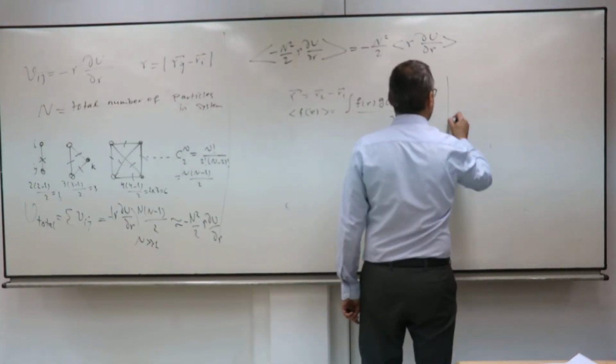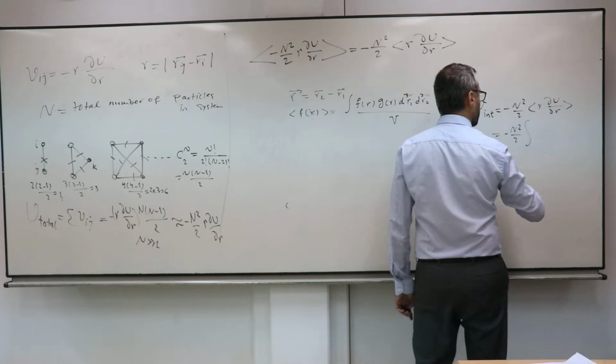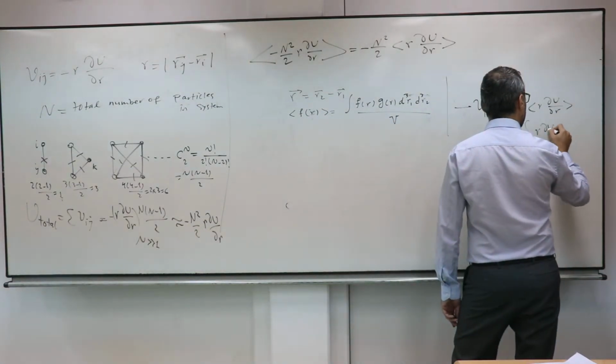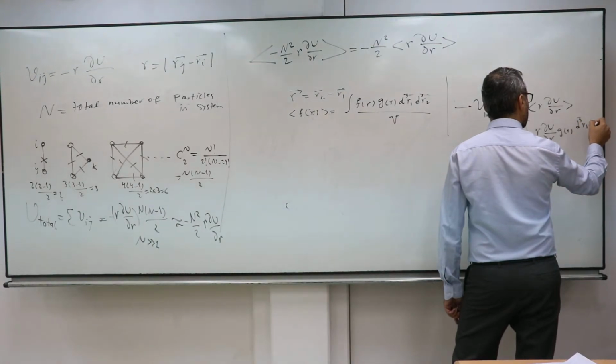So the variable which you are looking for, that we call V interaction, because you have integration, will be minus n over 2 times the integral of r times the partial derivative of this with respect to r, dr, d cubic r1, d cubic r2, over volume.